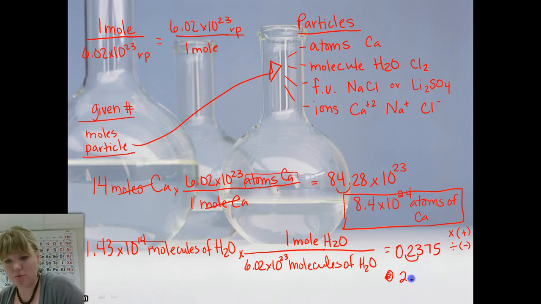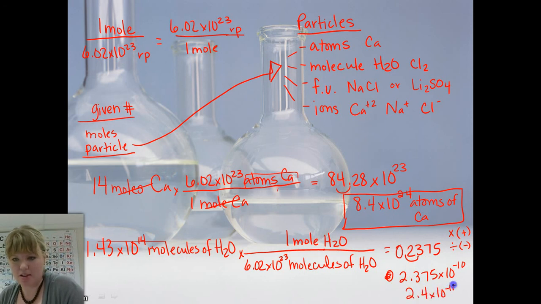So we get 2.375 times 10. This was -9. We made this number bigger, so we need to make that number smaller, so it's going to be to the -10th. And we only need 2 sig figs. So it's going to be 2.4 times 10 to the -10th moles of H2O. Got a little small there at the end. Sorry about that.